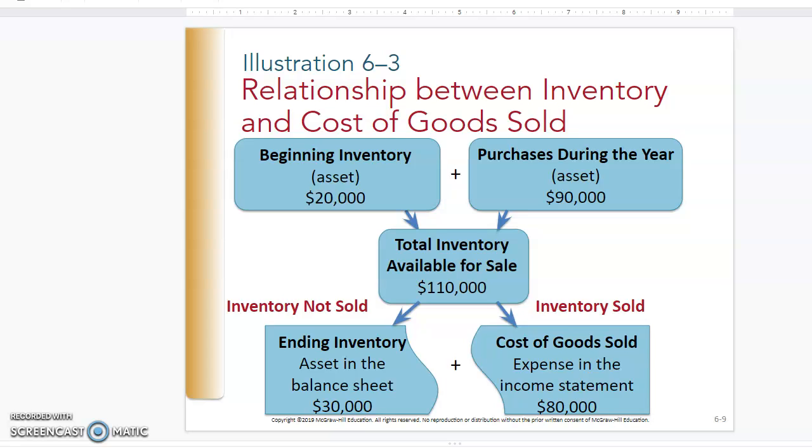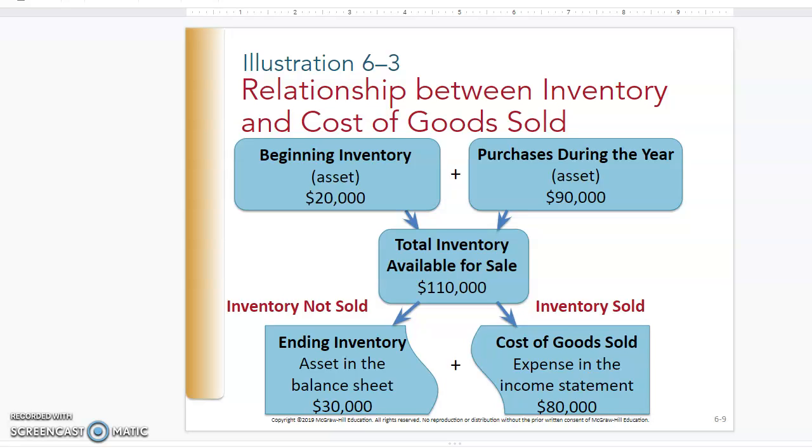Now that amount ends up in one of two places. It either ends up in cost of goods sold, representing the things that you sold during that time period, and the remainder stays in ending inventory, which then becomes beginning inventory for the next period.